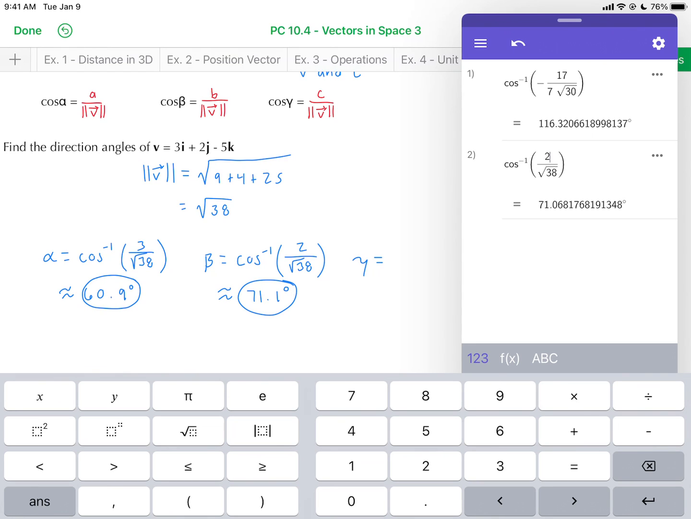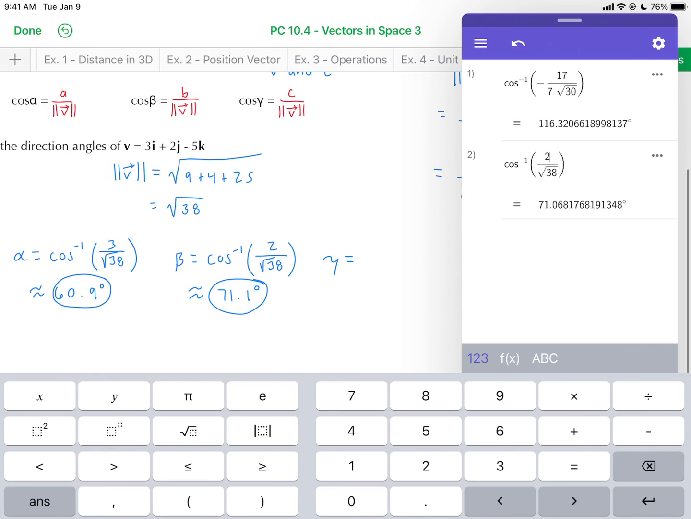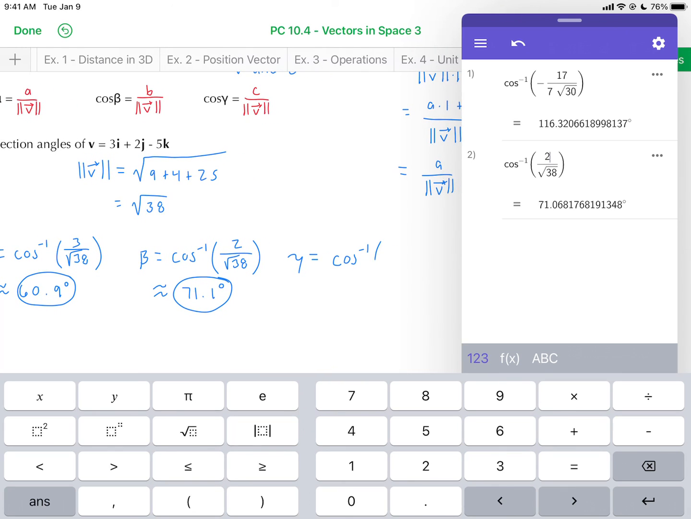And then let's get gamma. Inverse cosine of -5 over the square root of 38. Now that's going to be larger than 90 degrees because that's a negative number. 144.2.